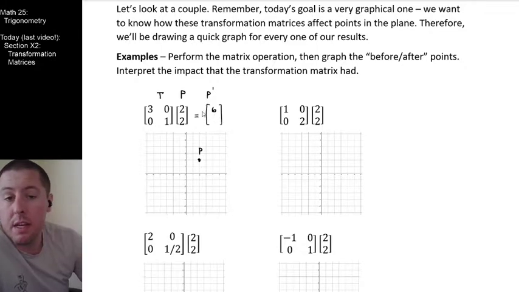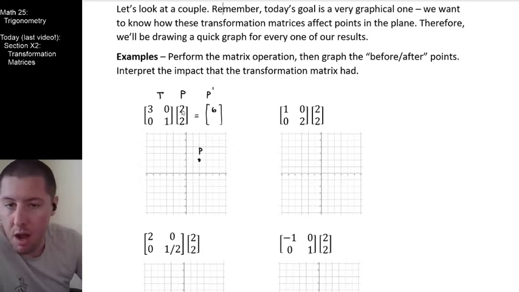I also want to get the second row first column of my resulting vector, so I'm going to do the second row dotted with the first column of my product over here. So the dot product of 0, 1 with 2, 2, we're going to get 0 times 2 is 0, plus 1 times 2 is 2, and 0 plus 2 is going to give me 2 right there.